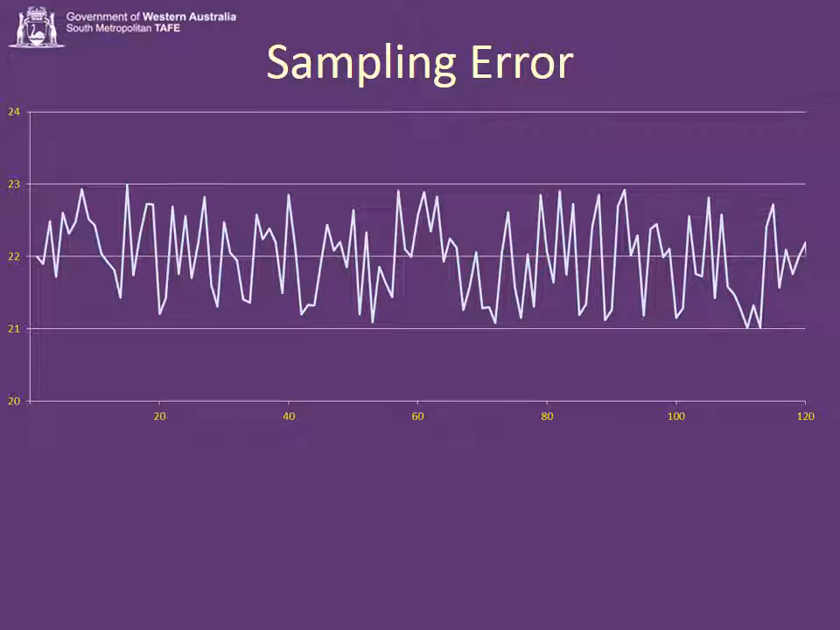Let's have a look at some of the consequences of this sampling and what can go wrong and how we can fix it. Here's a temperature in a room. This room is controlling around about 22 degrees. Temperature's going up and down a little bit.